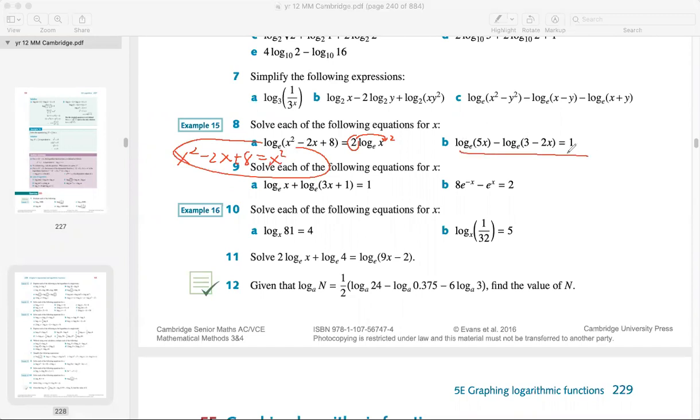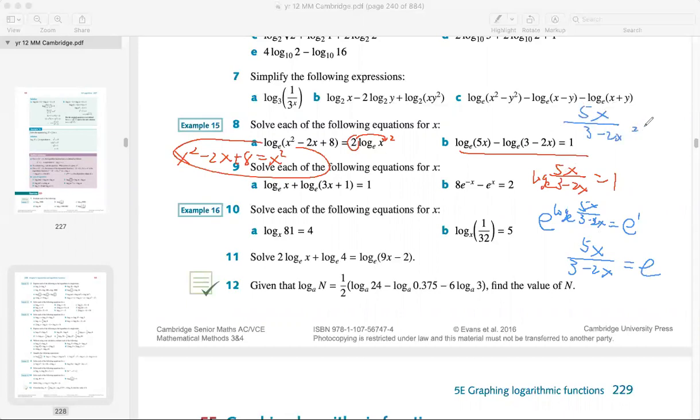Same thing over here, just 5x over 3 minus 2x, log e equals 1. Again, we use the base e, okay? e to the log e of 5x over 3 minus 2x equals e to the power of 1. So essentially it means 5x over 3 minus 2x is e. Some people are just going to give me 3 minus 2x is 1. This is wrong, this is incorrect. This one is the correct one.